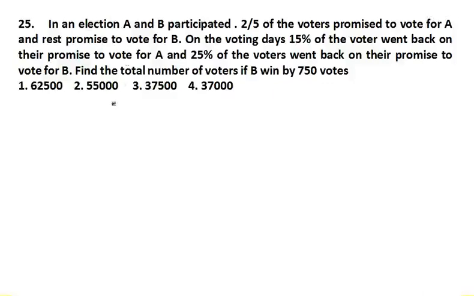Look guys, there are two candidates, A and B. 2 by 5 of the voters promised to vote for A. Okay? It means how many people are total voters? Total voters are 5. 2 out of the 5 voters promised to vote for A, means 2 is A and 3 is B. Fine.